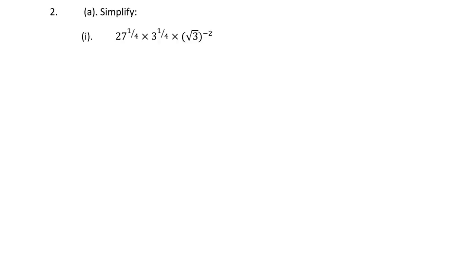Question number 2, part A. Simplify. For Roman 1, we have been given that expression. Okay, so this is an exponential problem. So first, let us express each term as a base 3. Then our expression is going to be 3 power 3 over 4 times 3 power 1 over 4 times 3 power negative 2 over 2.